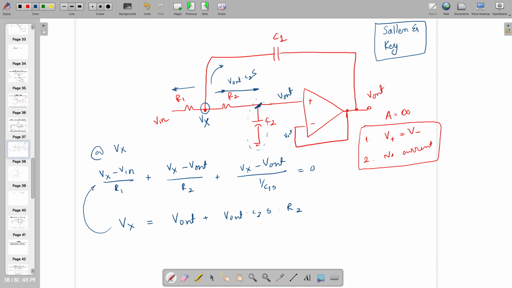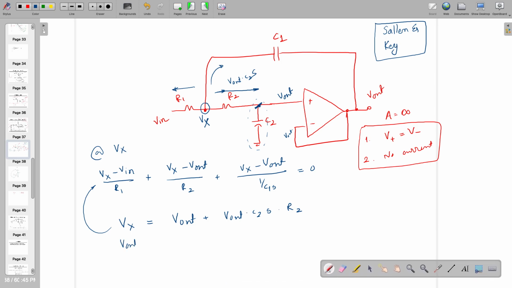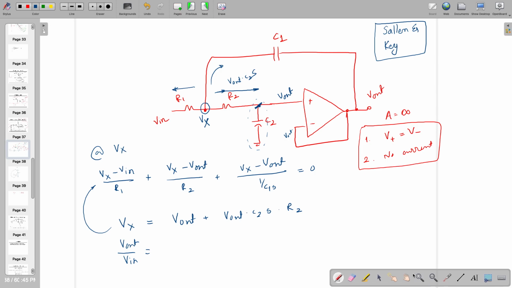If there are some plus minus mistakes, please correct them. Okay. Yeah, Mahima, following this is fine. Swarna, you got the answer? Vout by Vin. Okay, so what is Vout by Vin? Just arranging terms here and there, and then you will get the answer.